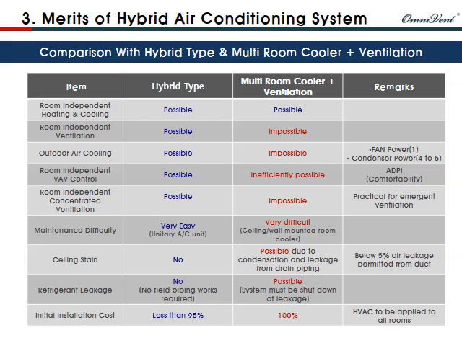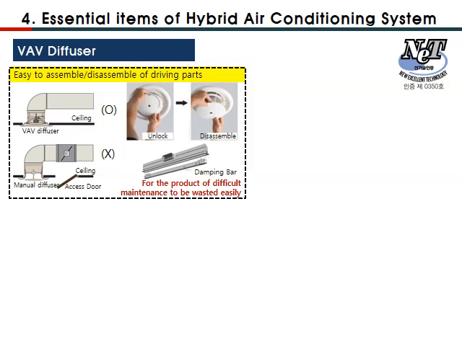A hybrid air conditioning system for residential use shall require OMNIVENT's VAV diffusers, AABS, flat ducts, and our very own duct design method. Detailed explanation of each essential item will follow.